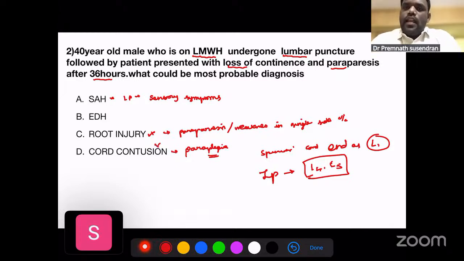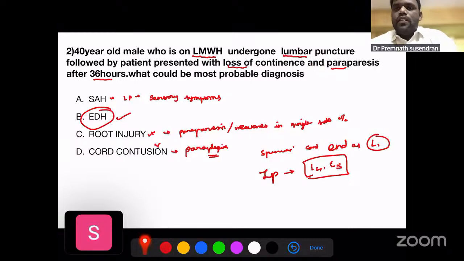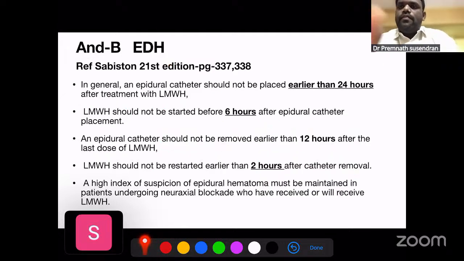The correct answer will be your EDH. It is called spinal hematoma, spinal epidural hematoma. That will cause your loss of continence and paraparesis. The correct answer is the EDH, spinal extradural hematoma.